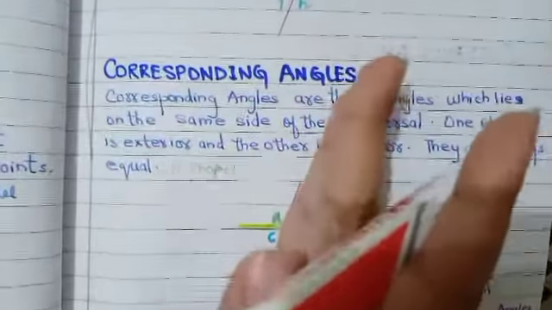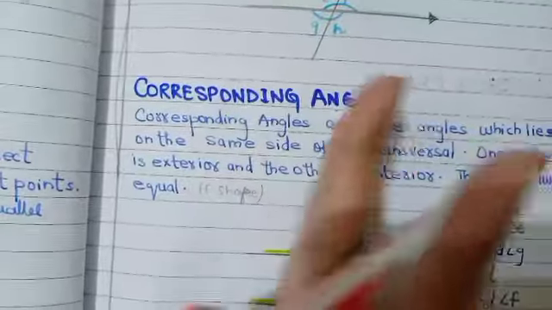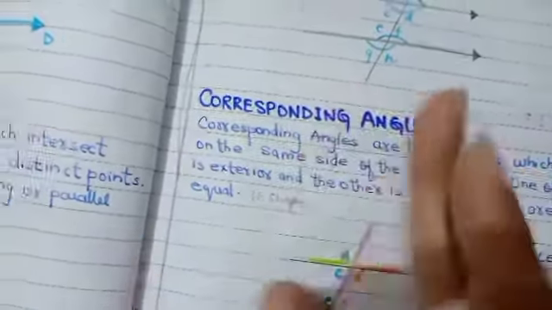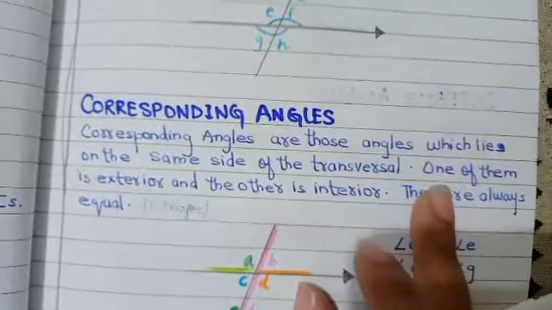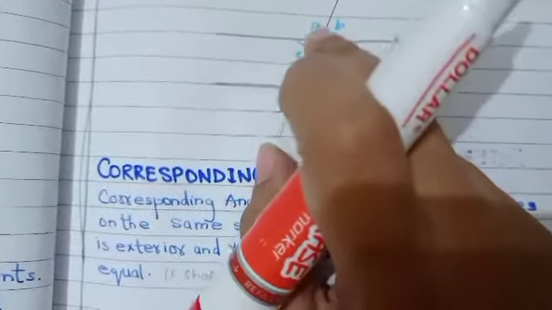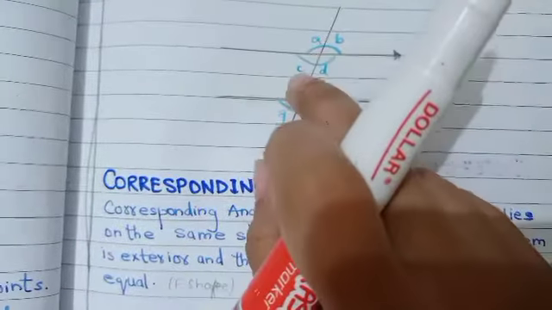It means this is a side of the transversal, they lie on the same side. This is another side of the transversal, they lie on the same side. And one angle is always exterior, another one is interior. If you see the transversal, this is the exterior part, this is interior.